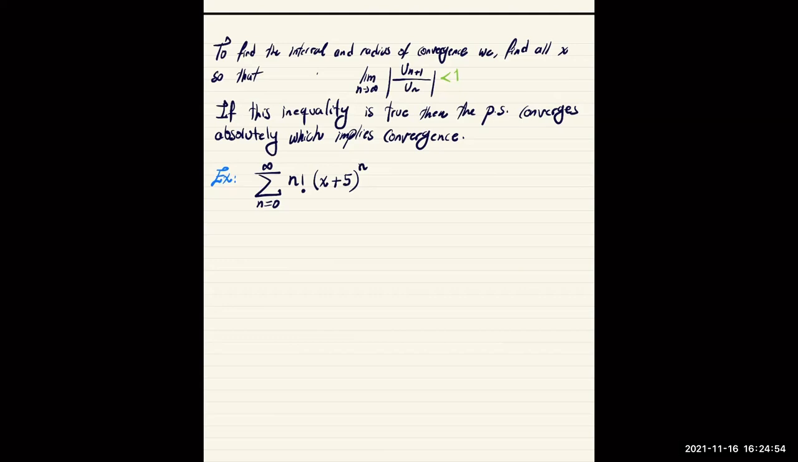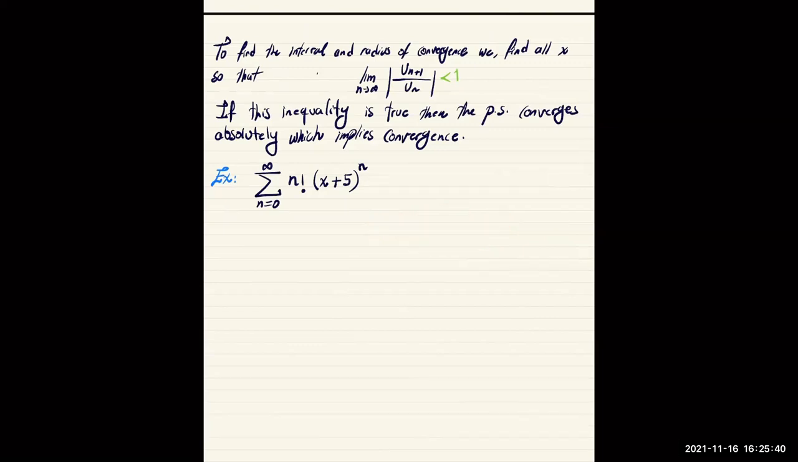Notice that the coefficient is n factorial, and this is an exponential factor. This is a factorial. Remember the order of functions, the order of sequences. Factorial is more powerful than exponentials. Okay, so the order is r to the n less than n factorial, and that is less than n to the n, the most powerful. And factorial grows much faster than exponential.